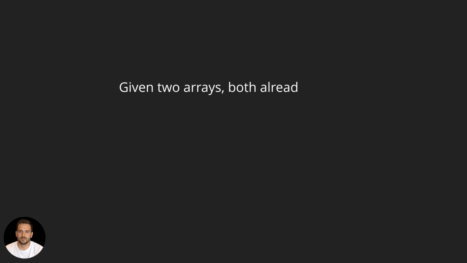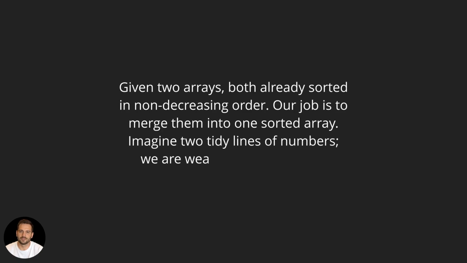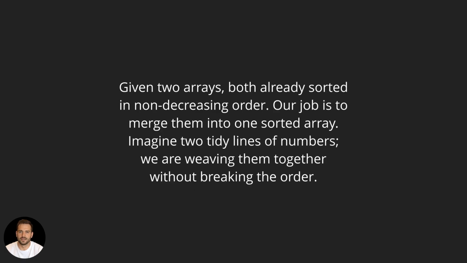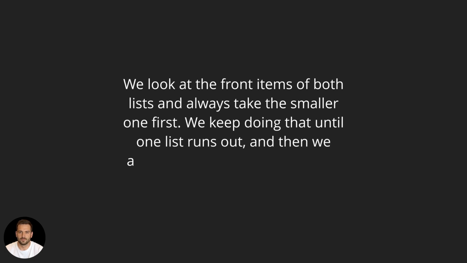We are given 2 arrays, both already sorted in non-decreasing order. Our job is to merge them into one sorted array. Imagine two tidy lines of numbers. We are weaving them together without breaking the order. Let's rephrase it in plain English. We look at the front items of both lists and always take the smaller one first. We keep doing that until one list runs out, and then we append whatever is left from the other list.